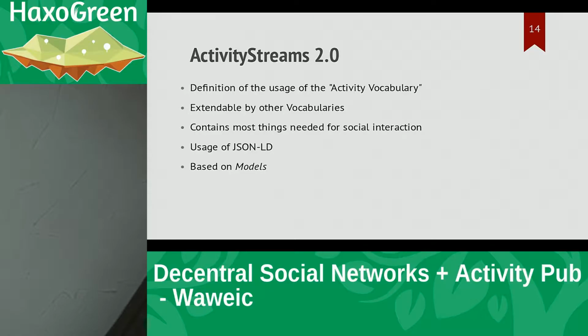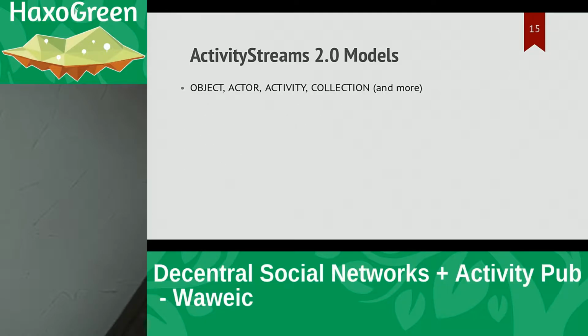It's based on models that we will have a clearer look at now. There are basically four main types of models: the object, the actor, the activity, and the collection. There are more, but that's a lot, and I will not have the time to explain them all. The object can be basically everything. It can be a book, a car, but also a tweet or a YouTube video. And you refer to it using an ID, which is an IRI, an internationalized resource identifier, which is basically the same as a URL.